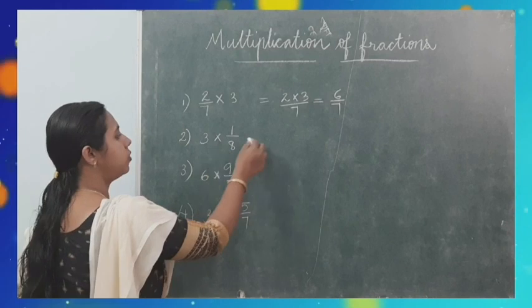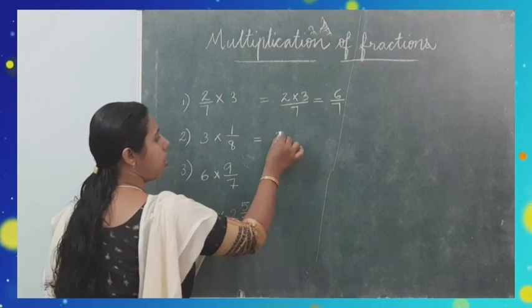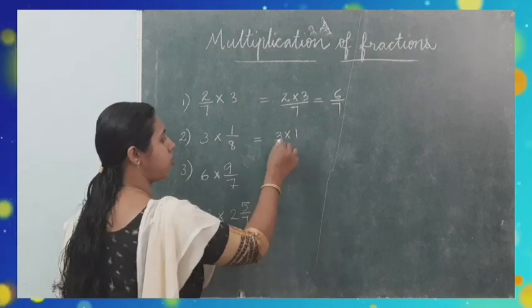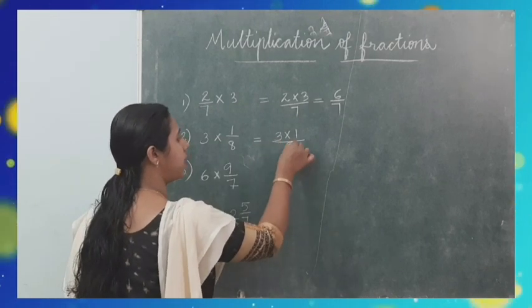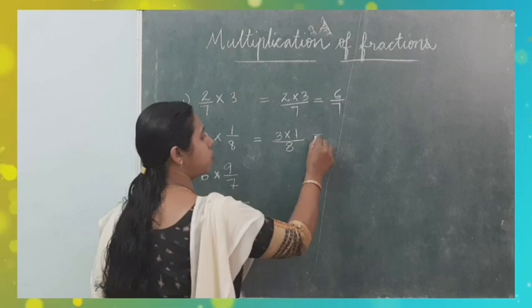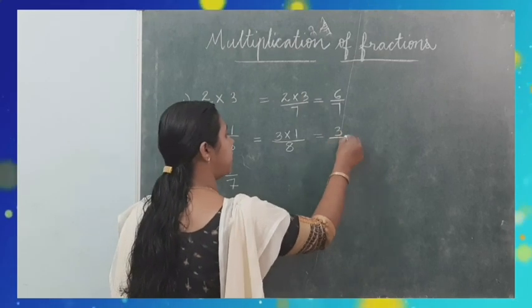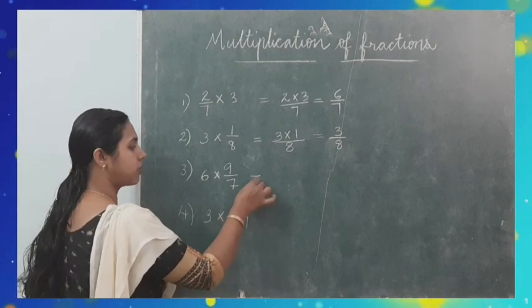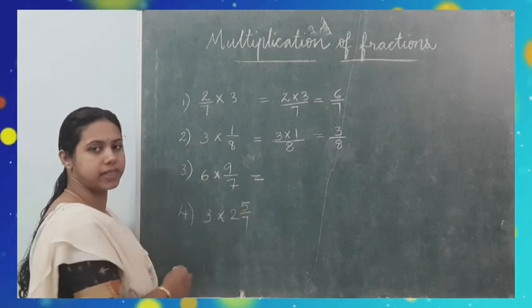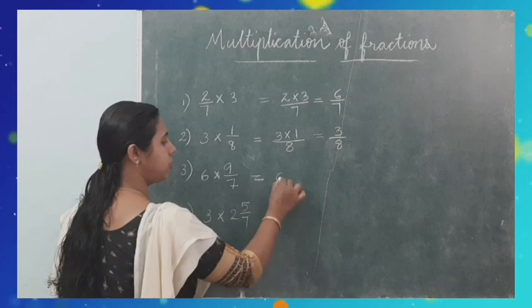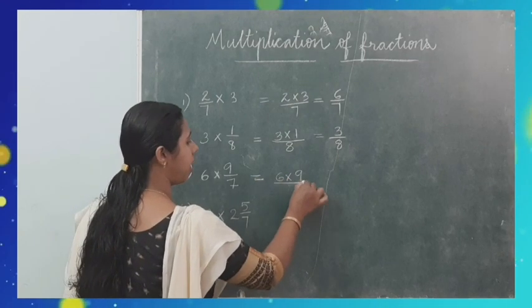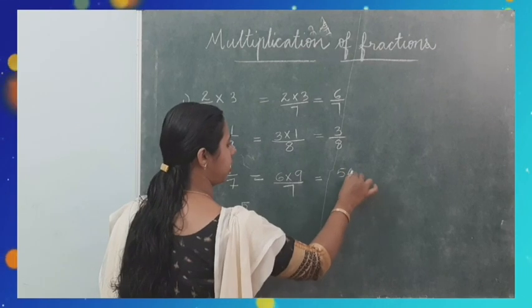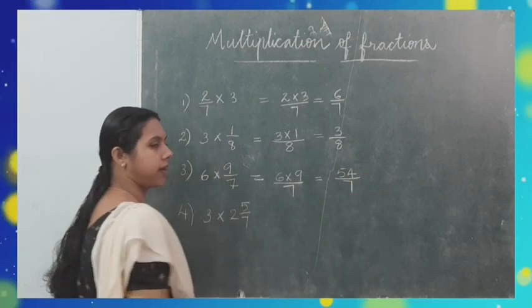Next one, 3 into 1 by 8. So the whole number into the numerator of the fraction, that is 3 into 1, divided by, keep the denominator same. So 3 into 1 is equal to 3 divided by 8. Next one, 6 into 9 by 7. So 6 into 9 divided by 7. 6 9s are 54 divided by 7.